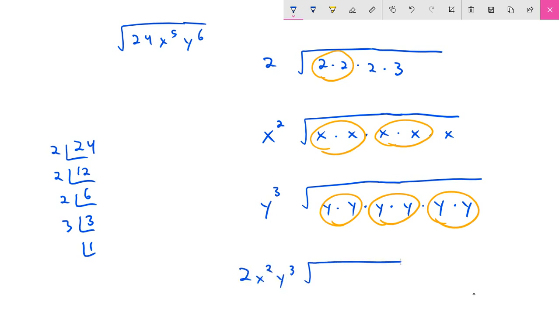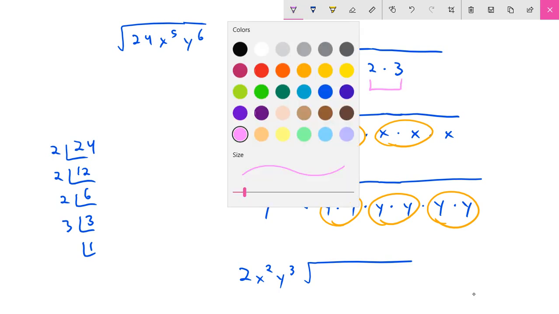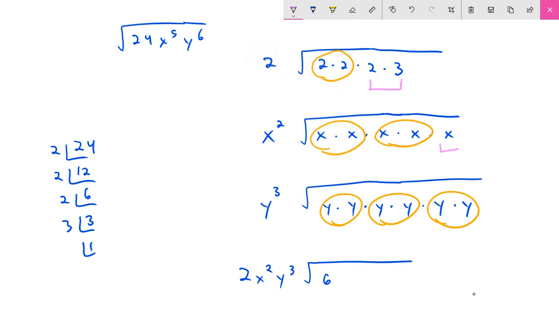What was left on the inside of the radical? We've got the 2 times 3, which is 6, and we have the x. So on the inside of the radical is 6x.